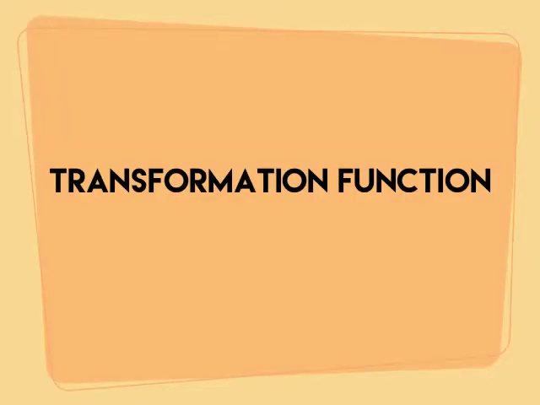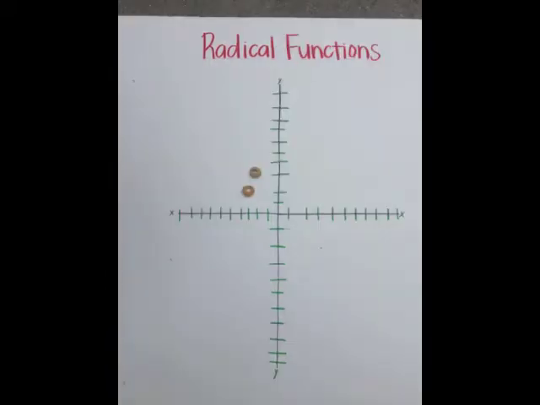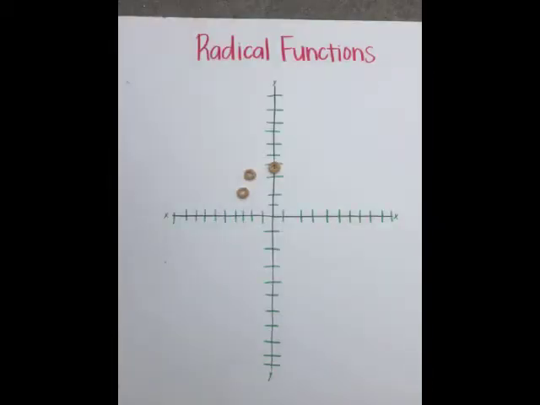The next function we will be talking about is the transformation function, which is f of x equals radical of x plus 3, plus 2. The c value here is -3 and the d value is 2. Some of the key characteristics of this graph are: the domain is [-3, positive infinity) and the range is [2, positive infinity).